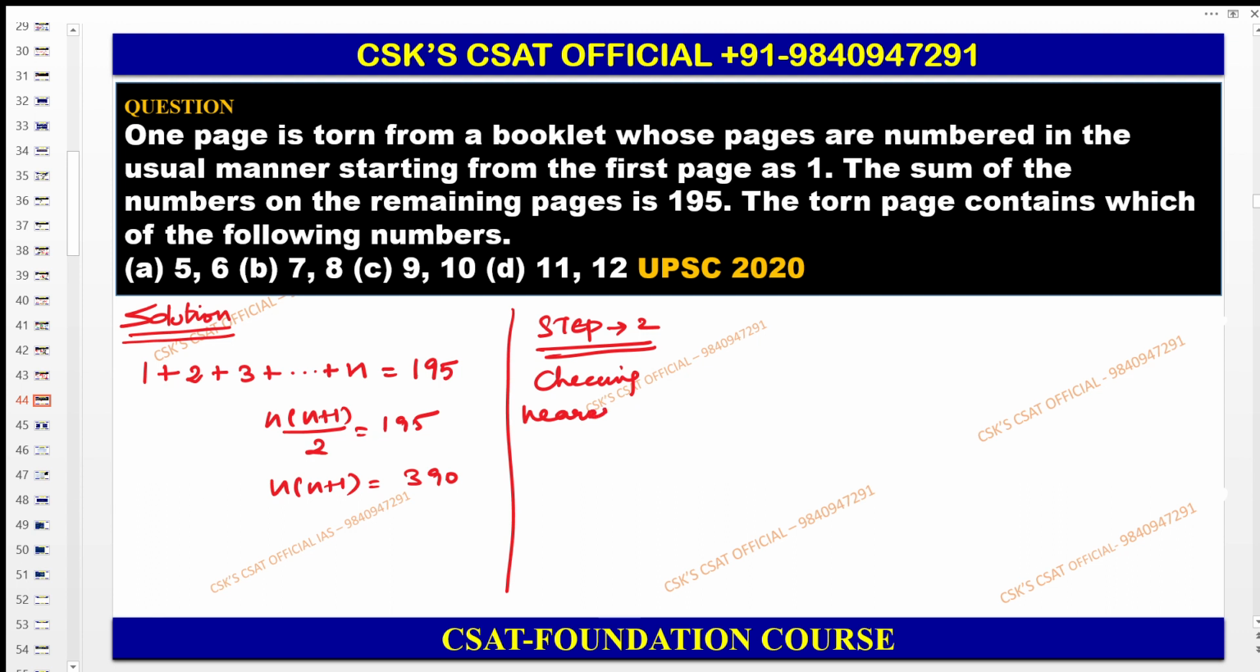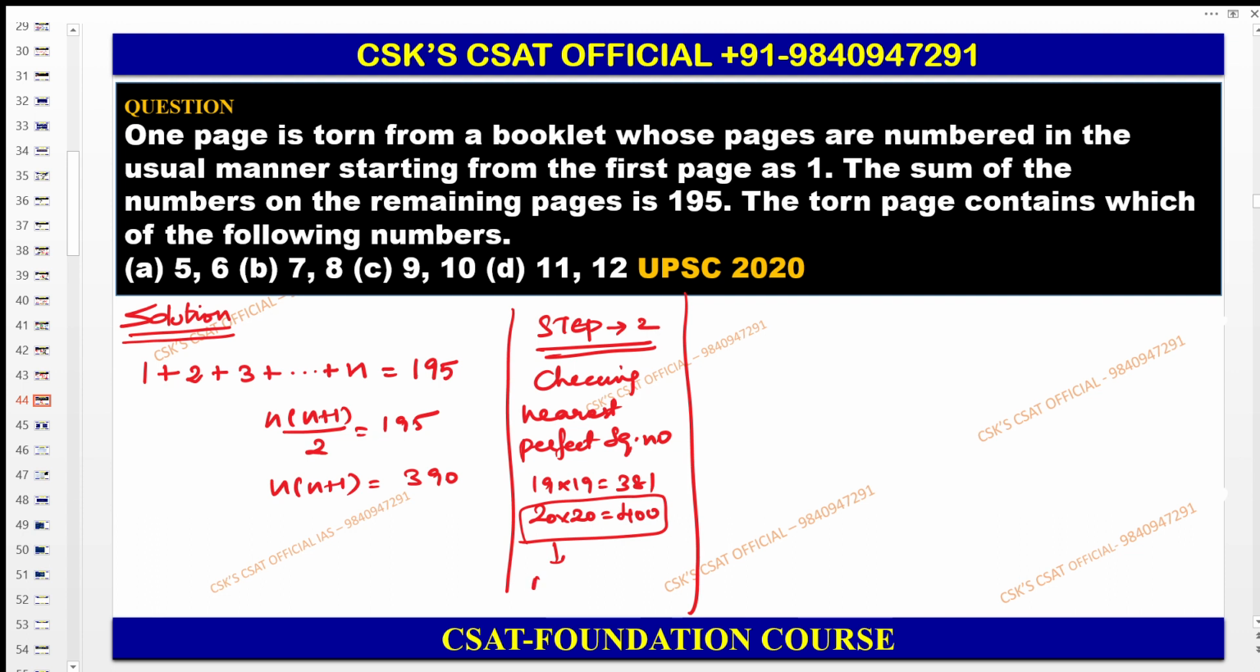Checking the nearest perfect square number. You have 19 into 19, which is 361. Then you have 20 into 20, which is nothing but 400. So here 400 is the nearest. This is the fourth step, number 3. So now n is equal to 20.